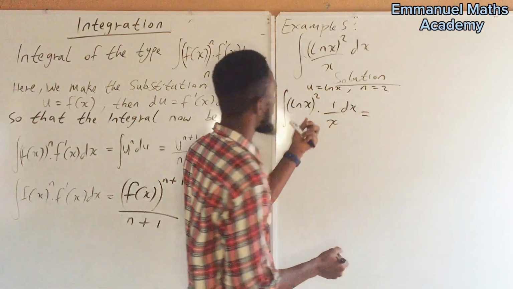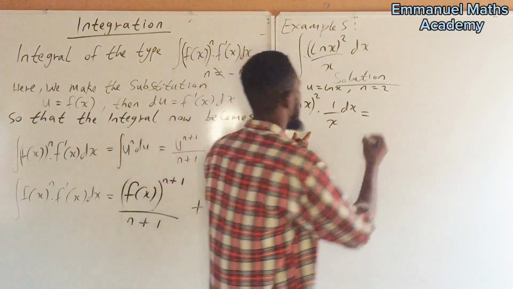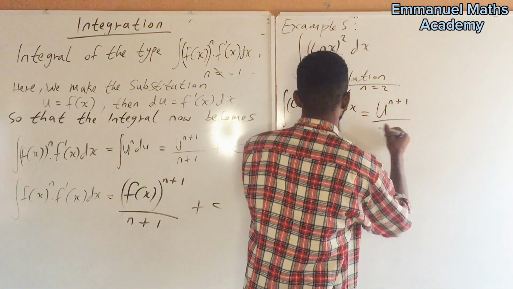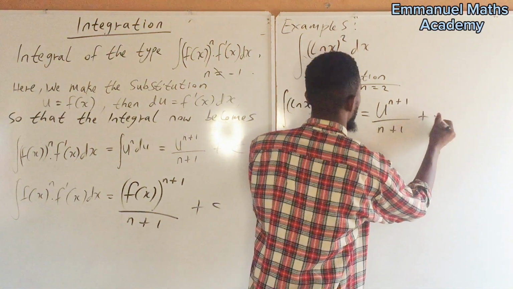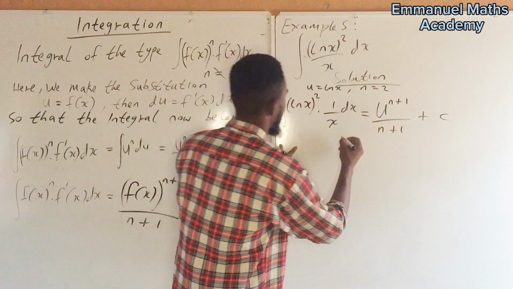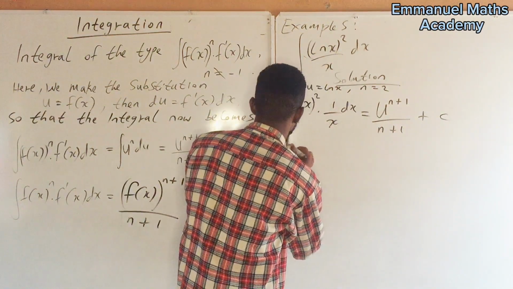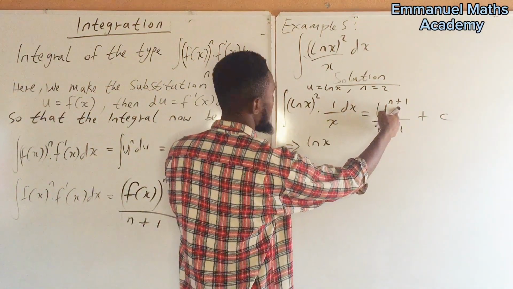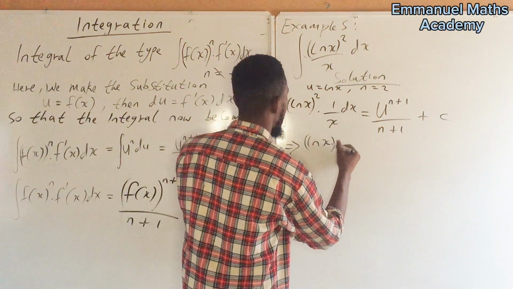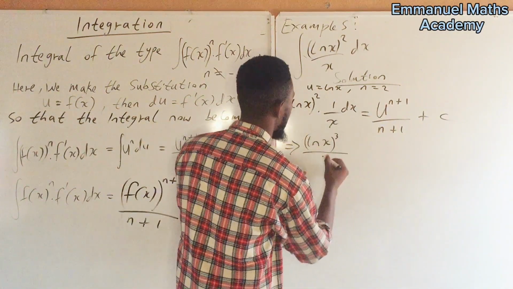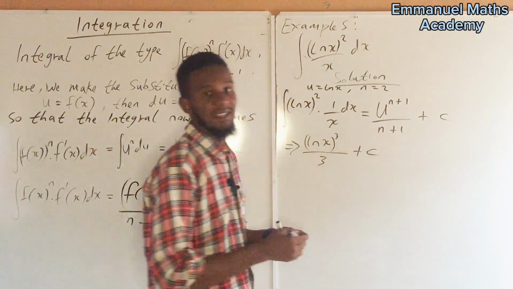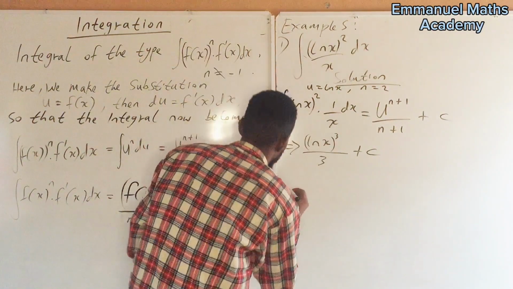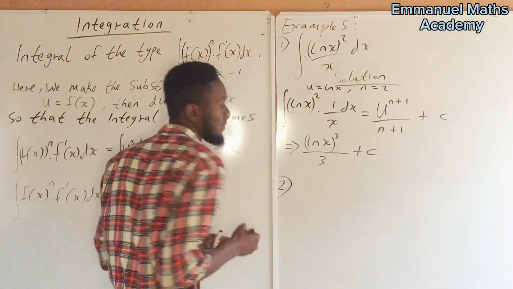Hence, this is equal to u^(n+1) over n+1 plus c. What's our u? ln x, to the power n+1. 2 plus 1 gives you 3. So we have (ln x)^3 over 3 plus c. As simple as that. Let's call this example 1, and look at another example, example 2.